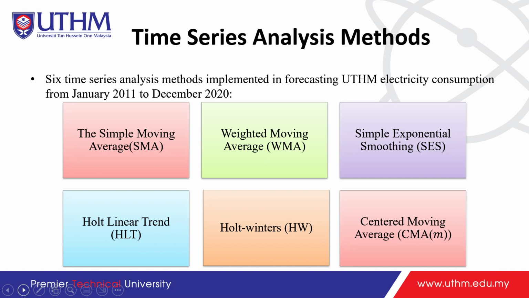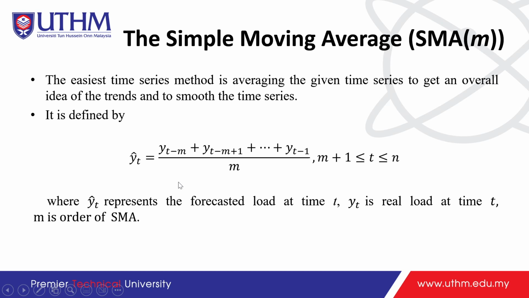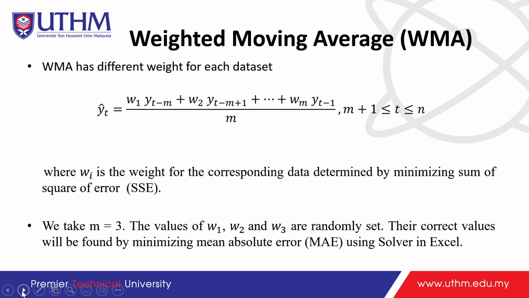In this video we're going to focus on the simple moving average, where, for example, if I use m equal to 3, it means I'm going to use the previous 3 months to forecast the fourth month, and so on.